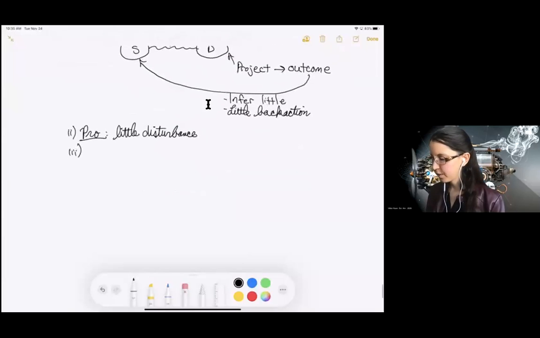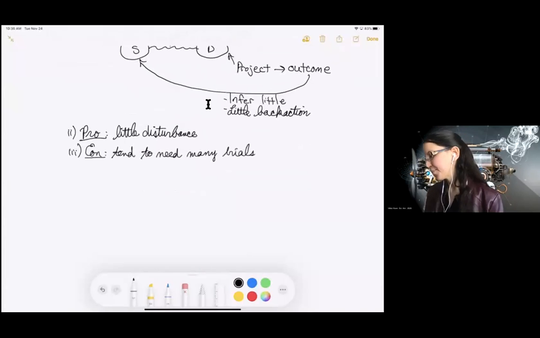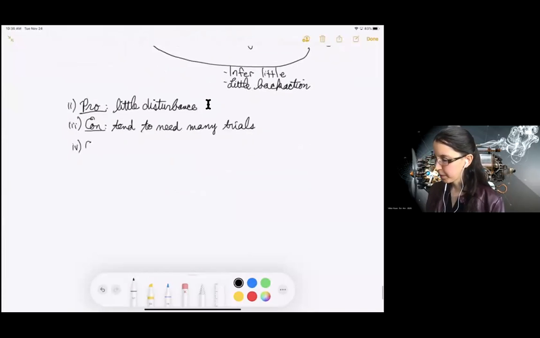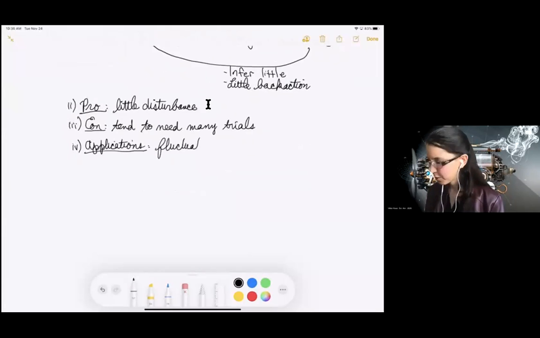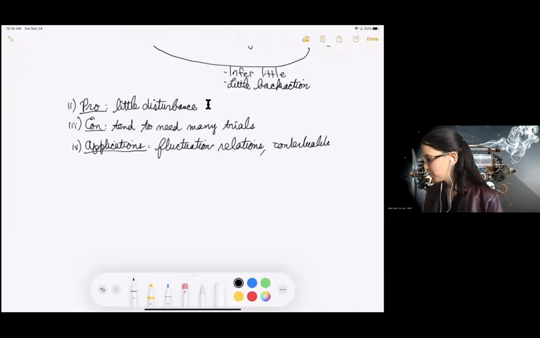A disadvantage is that we tend to need many trials and can't say a whole lot usually about a single shot. This strategy has applications to fluctuation relations. I've used this in the context of fluctuation relations and contextuality, which is a certain feature of quantum theory that Matteo will tell us about.